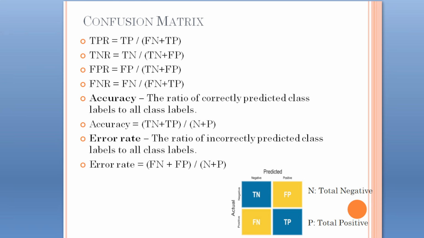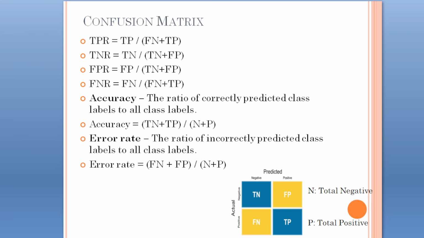Next is accuracy. Accuracy is the ratio of correctly predicted class labels to all class labels. It tells us how much our model is correct. It is used when the data set is balanced and classes are equally distributed. The formula for calculating accuracy is TN plus TP divided by summation of all four, or we can write n plus p, where n is the summation of TN plus FP and p is the summation of FN plus TP.